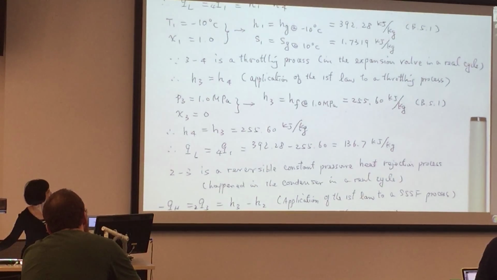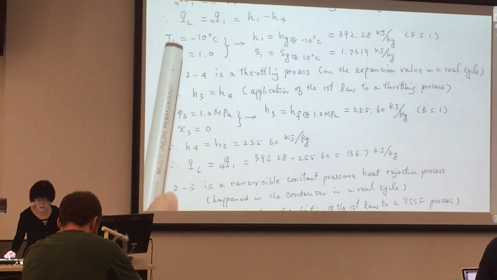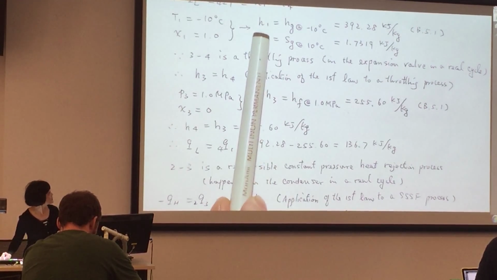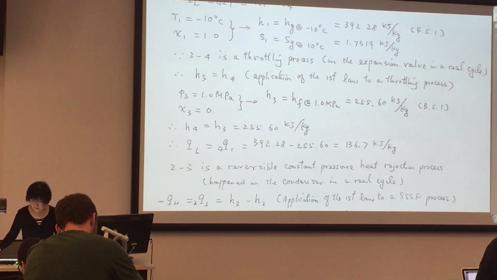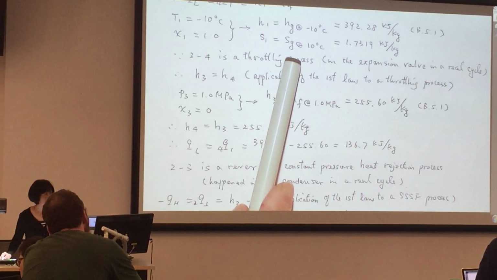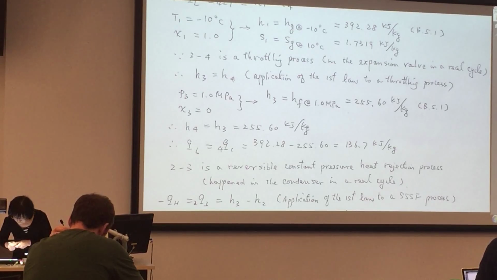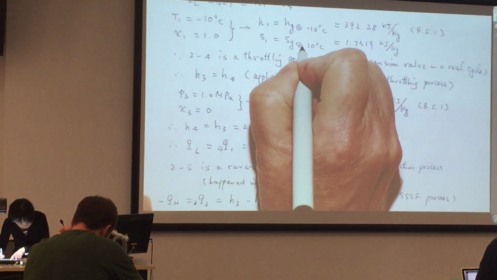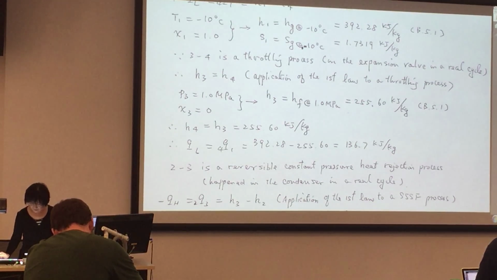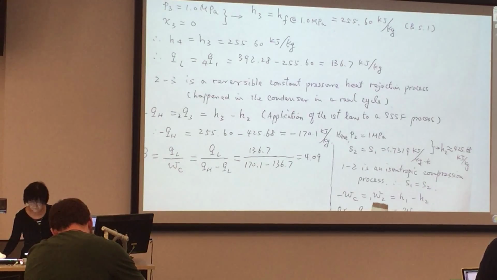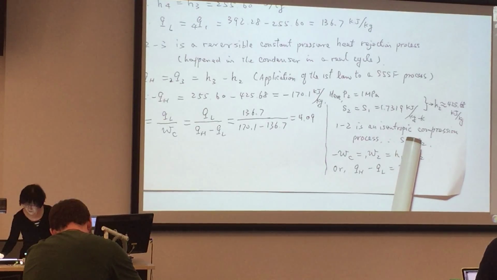Because we already got two independent properties, right? State 1. And we use these two independent properties, find h1, and also we can find entropy. So entropy is the entropy of the saturated vapor at saturation temperature minus 10 degrees Celsius. So that's how we can find the h2.